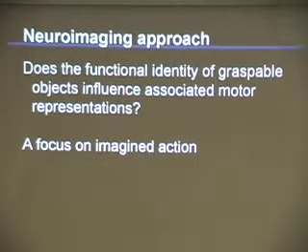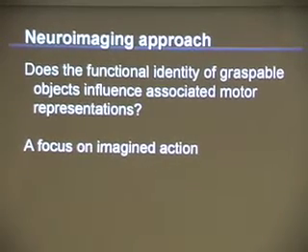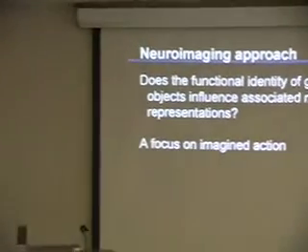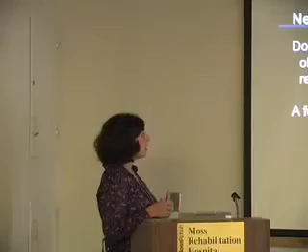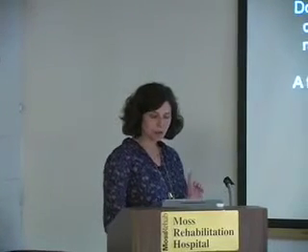So that was previous work. The approach I've been taking more recently has been using functional MRI to get at some related questions about the influence of functional identity of graspable objects on motor representations. In the studies that I'm going to present next, there are two fMRI studies. Much of the emphasis is on imagined action, and I'll also get back to this point at the end of the talk. So even though this first behavioral study was really grasping, the tasks performed in the MRI scanner were based on imagined grasping.